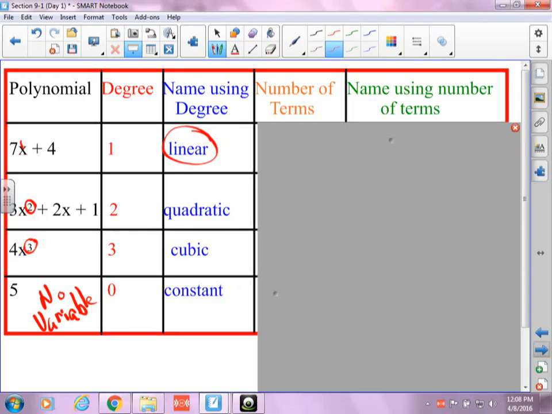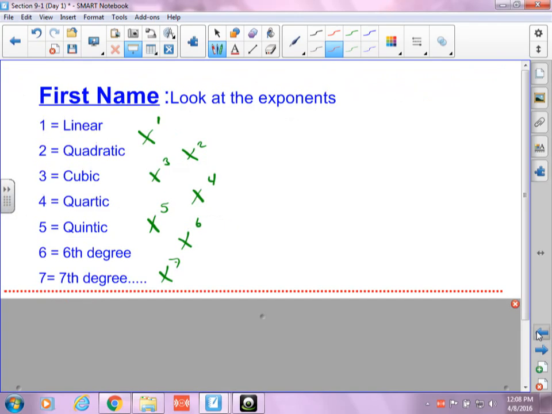So that is the first name. Those are just the first names, and that's how I get them. Now I'm going to go back to that page, and again, if it's a number, it's just called a constant. And those are the first names.